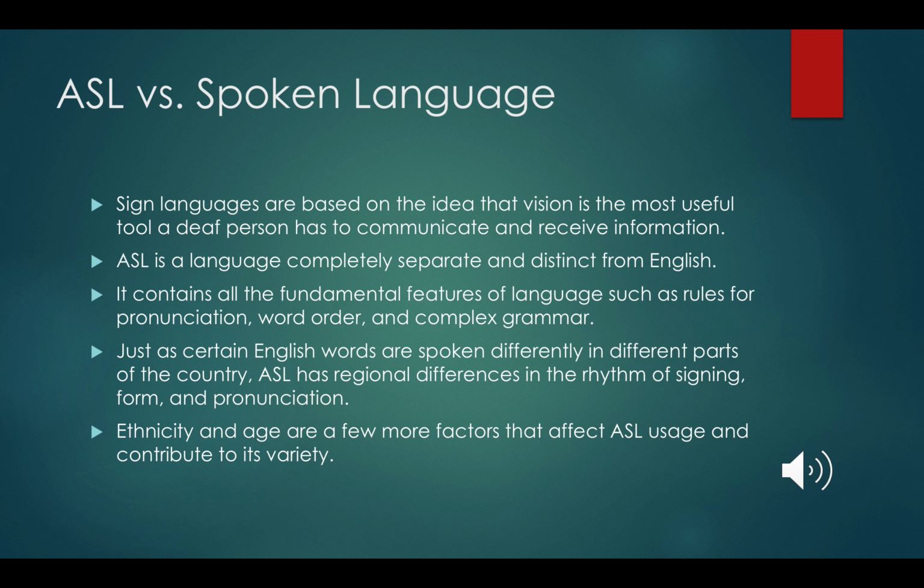grammar. Just as certain English words are spoken differently in different parts of the country, ASL also has those differences depending on where you're at in the country, with the rhythm of signing, form, and pronunciation. Ethnicity and age are also a few factors that can affect ASL usage and its variety, which is the same for spoken language. An example of how the two can differ is English speakers ask a question by raising the pitch of their voice at the end, while ASL users ask a question by raising their eyebrows, widening their eyes, and tilting their bodies forward.